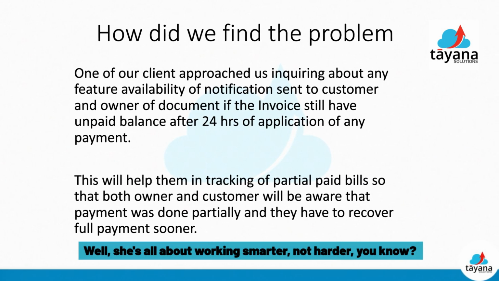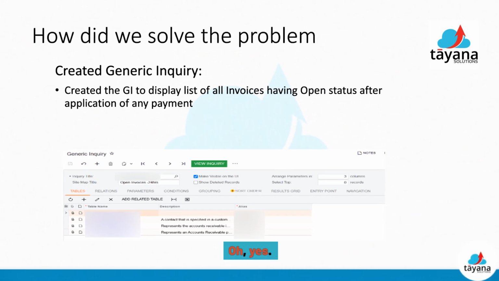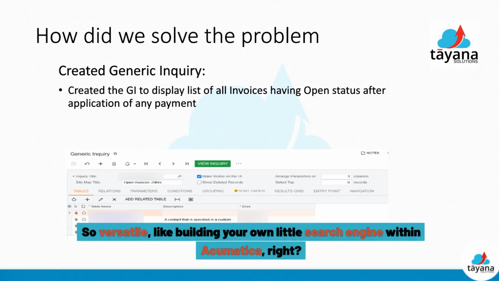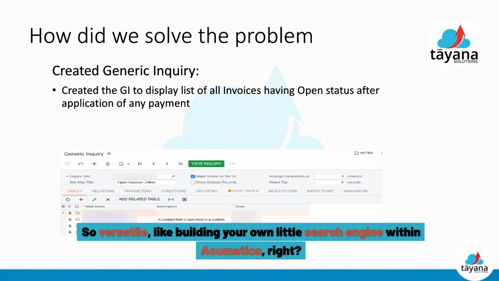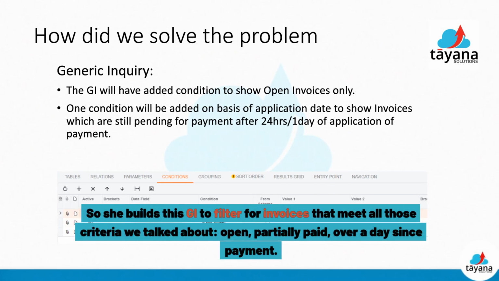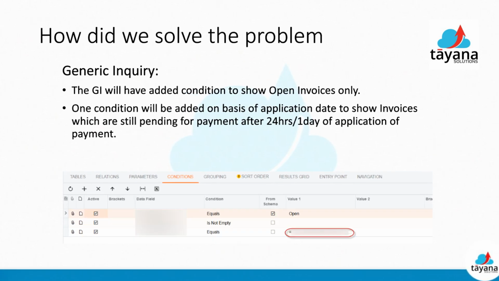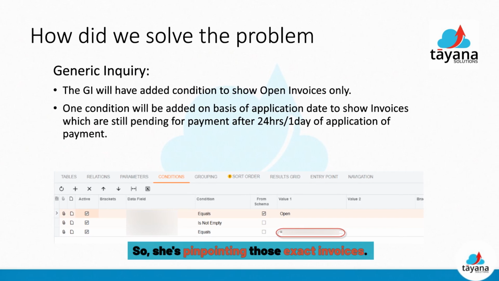Well, she's all about working smarter, not harder. So she starts with a generic inquiry, a GI as we call it. Yes, GI, so versatile, like building your own little search engine within Acumatica. Right, so she builds this GI to filter for invoices that meet all those criteria we talked about. Open, partially paid, over a day since payment. Okay, so she's pinpointing those exact invoices.